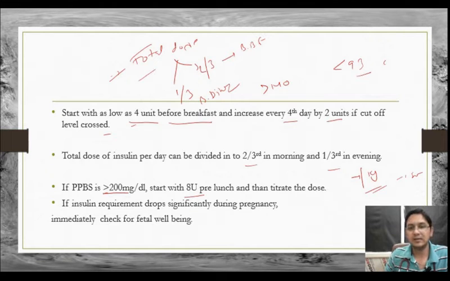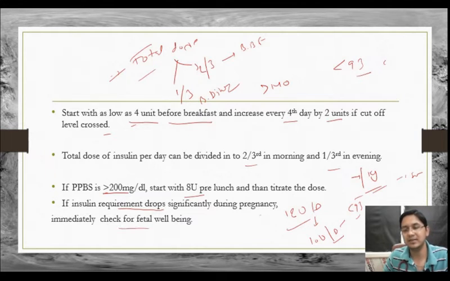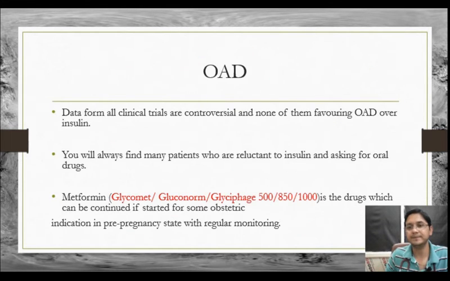Once you have given insulin to the pregnant woman, and you see in between the treatment that the insulin requirement suddenly drops, let's say, for example, the patient requires 80 units per day of insulin, and after a few days she starts taking 10 units per day and still the blood sugars are less than 93, this is a red flag sign and an immediate indication to check the fetal well-being. If there is any fetal damage or any placental insufficiency, the requirement drops significantly.